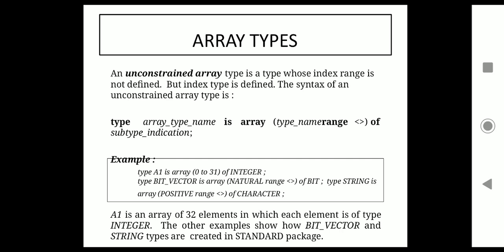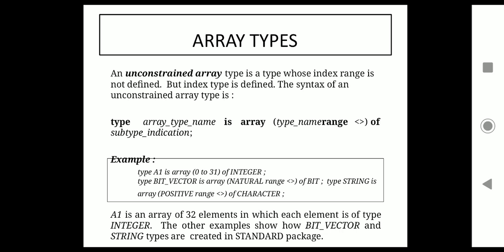Suppose A1 is an array, its range is from 0 to 31, and it is of subtype integer. Second is bit vector, the array name is bit vector, then it is of natural range, and the subtype indication is bit. Then string, its type name is positive range, and the subtype indication is character, that means which predefined data you can use in that array. Now here A1 is an array of 32 elements in which each element is of type integer.